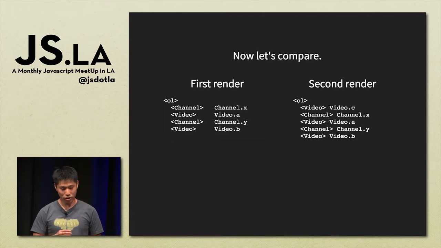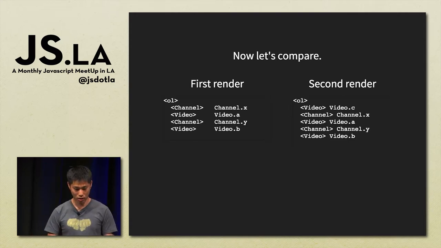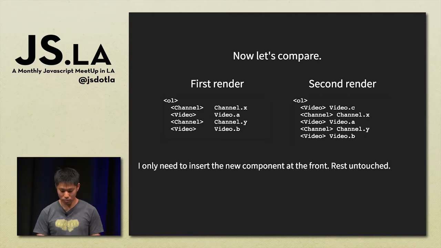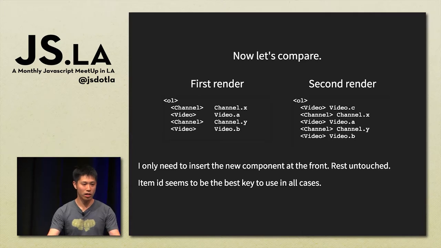all the previous nodes are compatible now. It just needs to insert a video component with the C as the key here. So this is what we want. So it seems the item ID is a better key than the array index, right? Is it really?